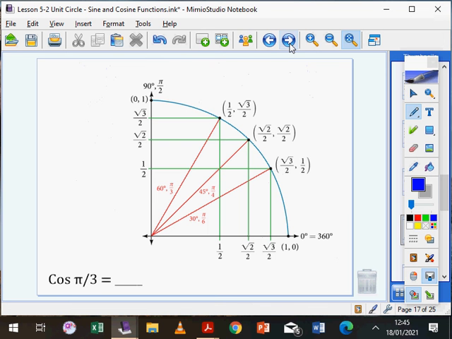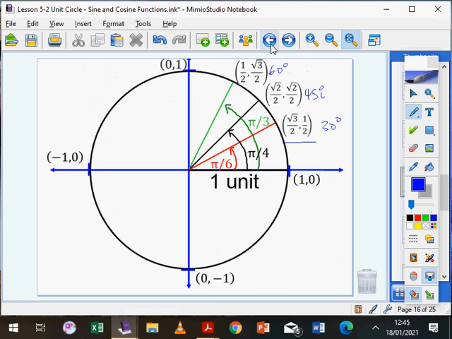This is a unit circle, yes, but it's, yeah, ignore me.